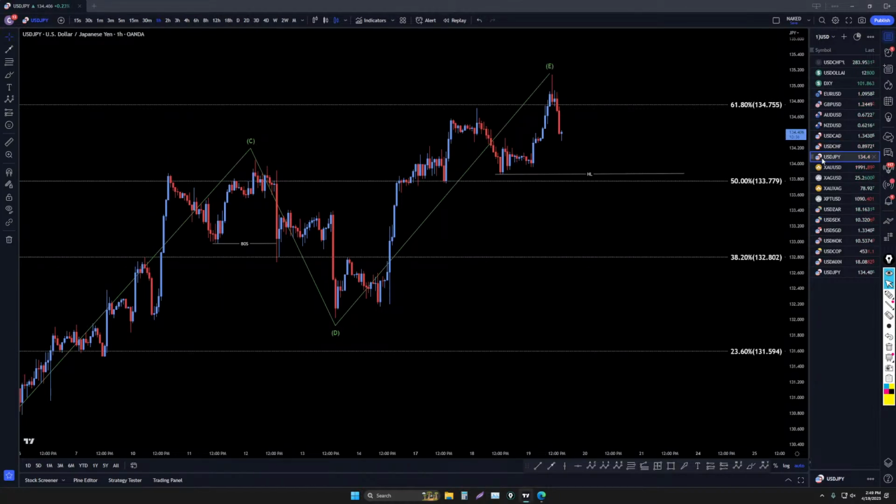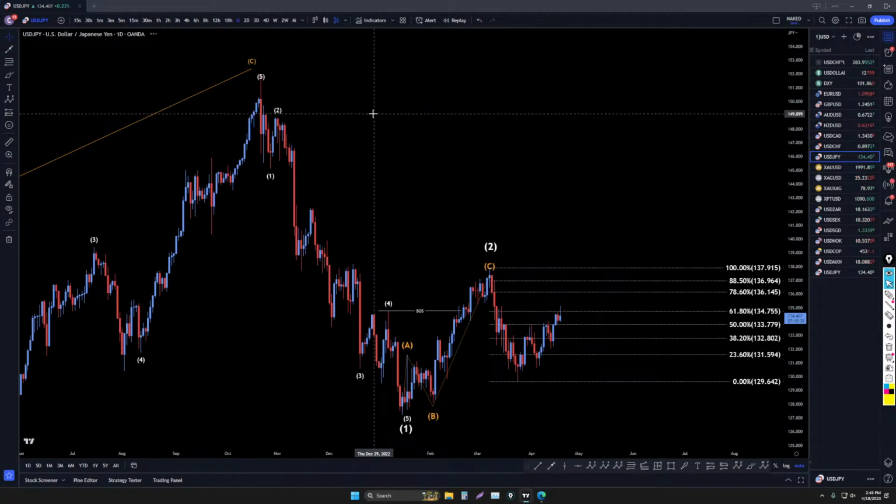Now, like I've been explaining in my videos for almost a week now, the US dollar yen is not really a pair that I would be trading right now personally, because the yen has been very weak and the dollar has been very weak.